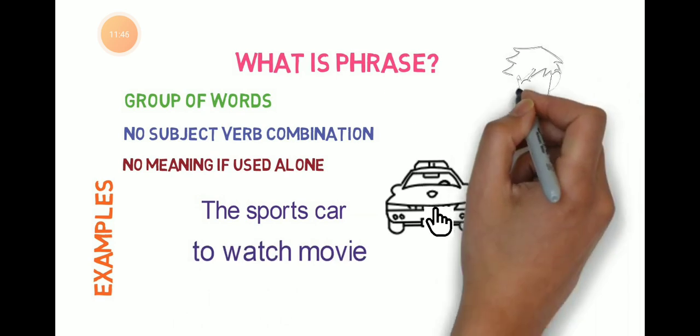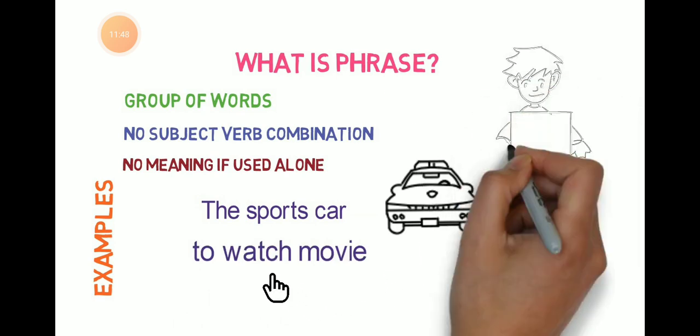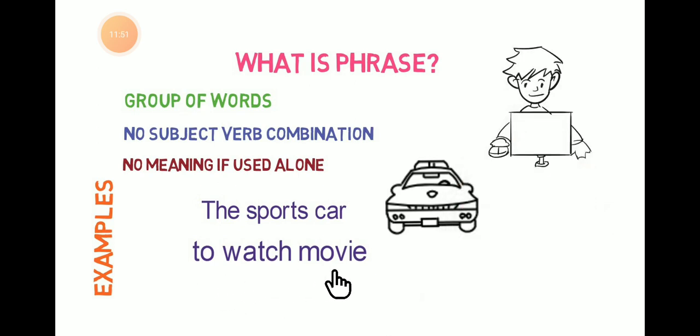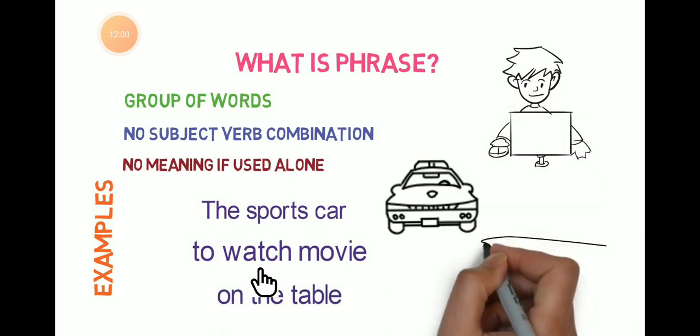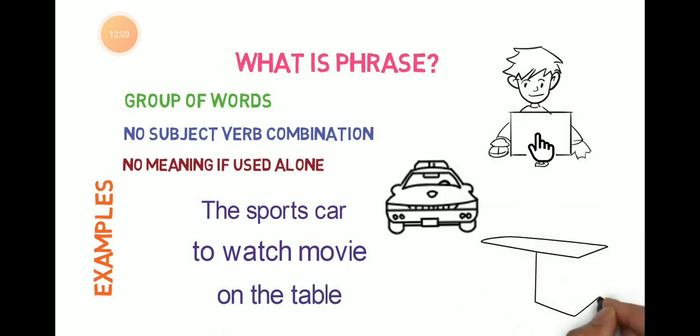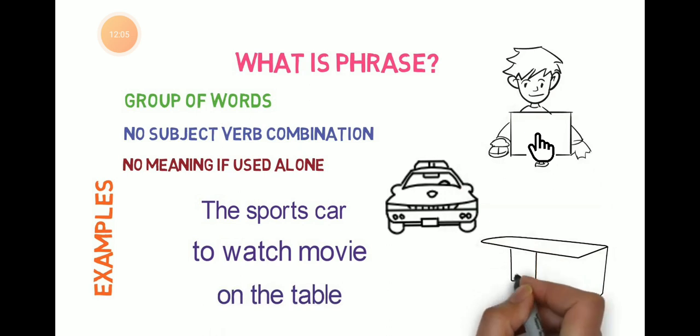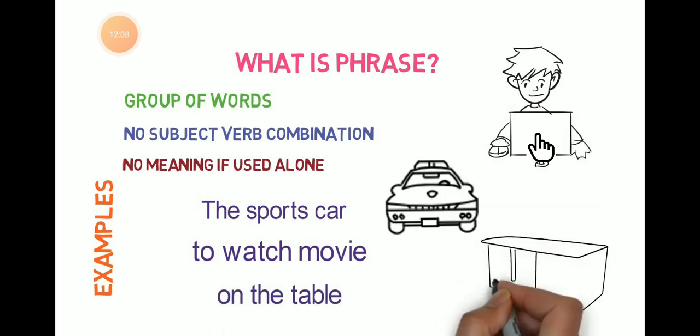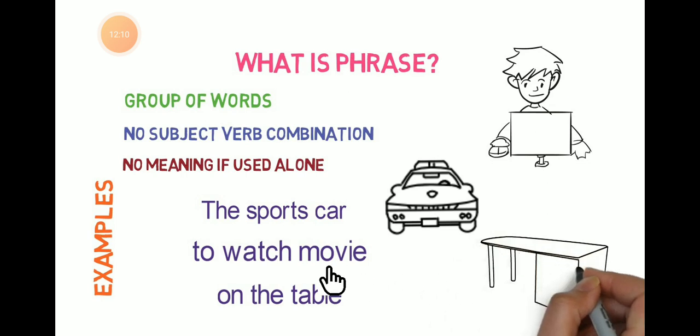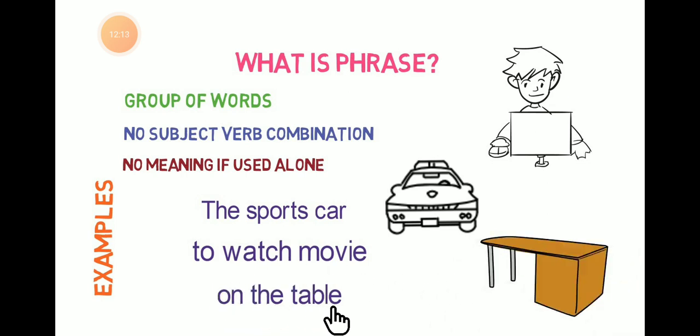Now take another example for the phrase: "to watch movie." What are you getting from here? There is only one verb, which is watch. Do you get any meaning from it? No. If I say "this boy is watching movie," it can be a clause. But "to watch movie" gives nothing. Another example is "on the table." Here we have one preposition, on, and a noun, table.